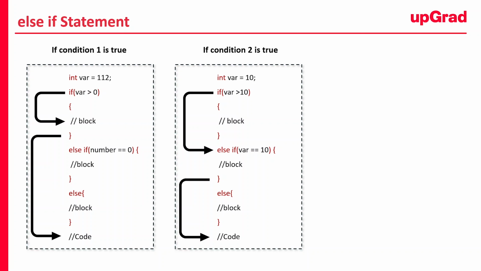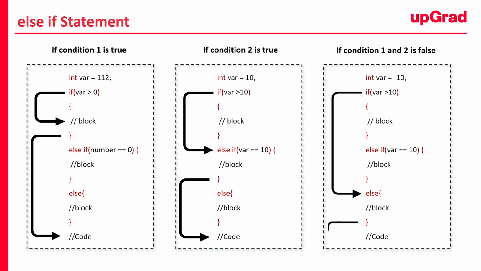All right, taking the example of the third one, which is if condition 1 and condition 2 both are false. Here the value of the variable is minus 10. So the if condition says the value should be greater than 10, which is not the case, and the else if condition says the value should be equal to 10, which is not the case. So conditions 1 and 2 are not satisfied. So the code will skip these two statements and go to the default else block that we mentioned.